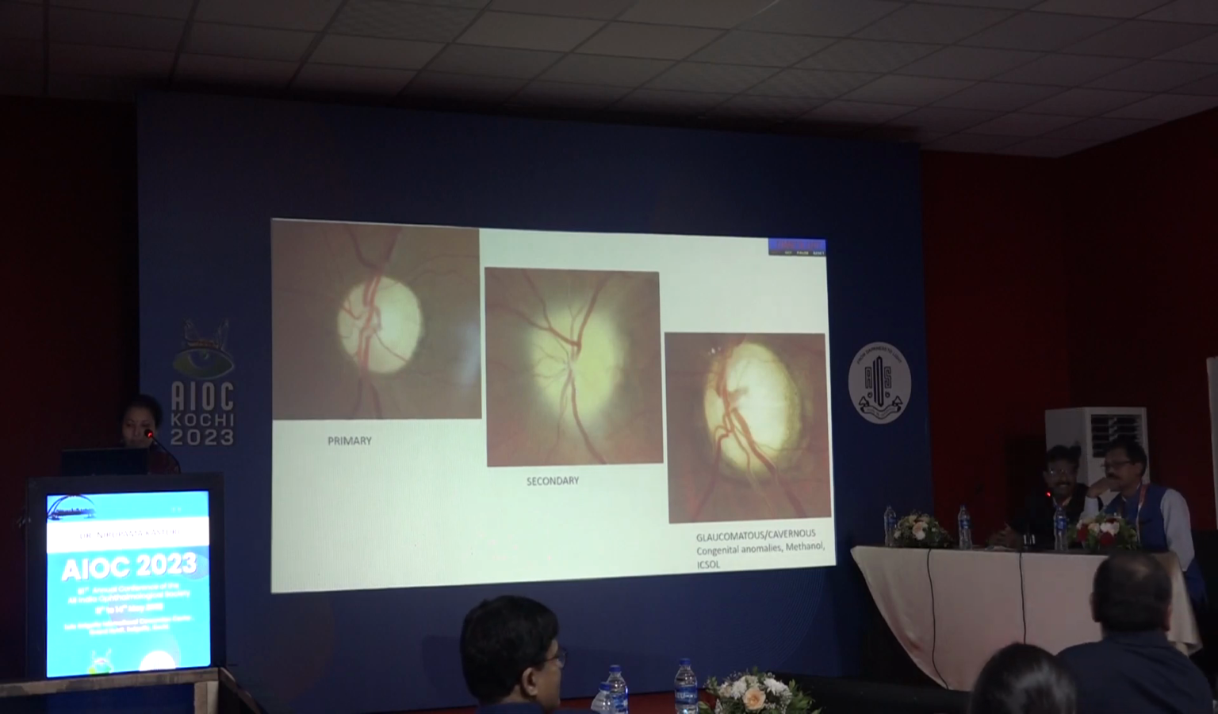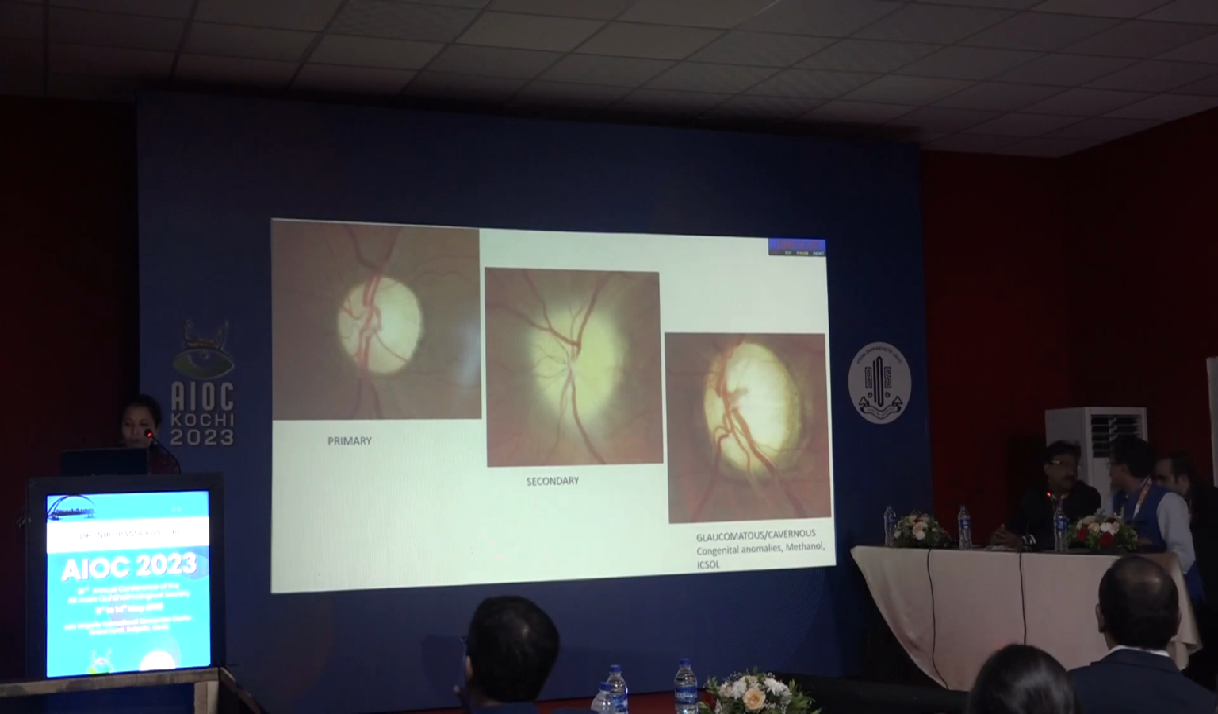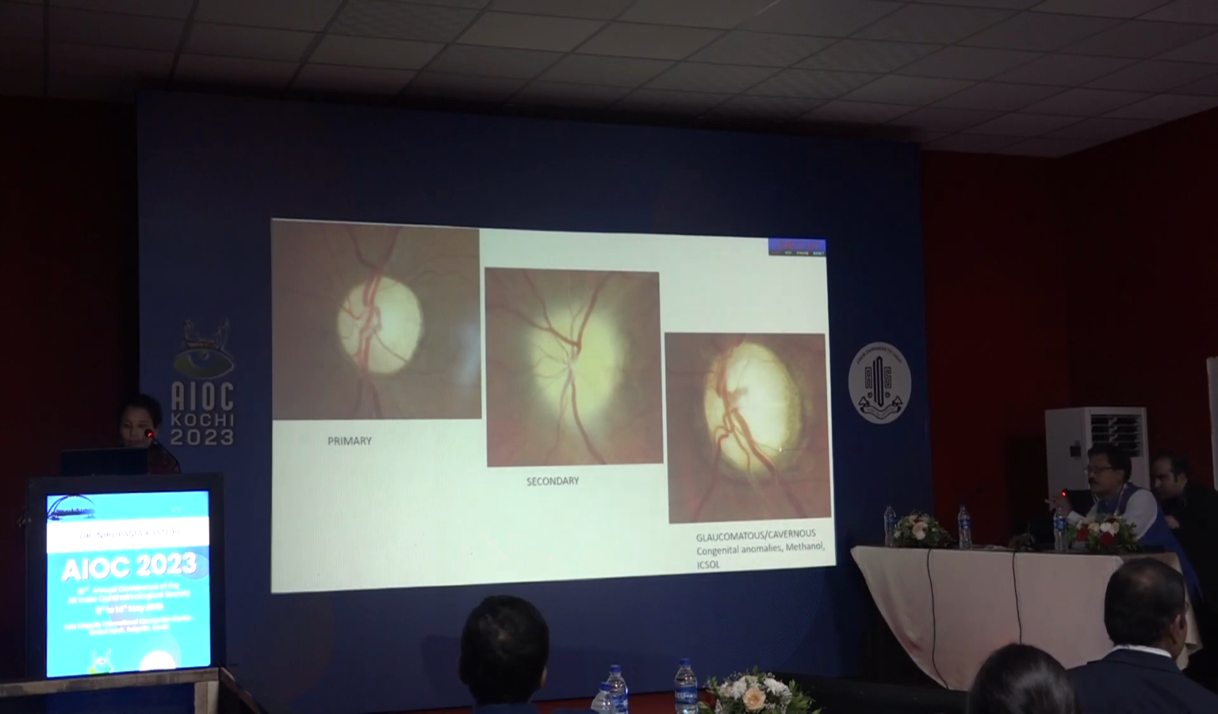Whereas if it is cavernous optic atrophy, then the etiology is either glaucoma or sometimes methanol toxicity, or rarely even following compressive optic atrophy, you may get this kind of cupping associated with the disc pallor.